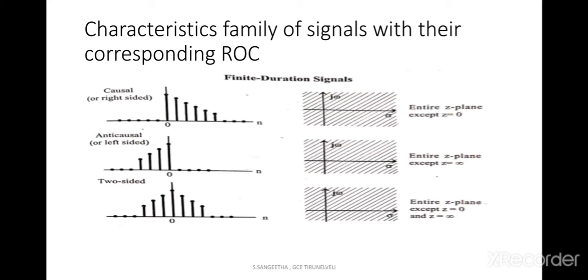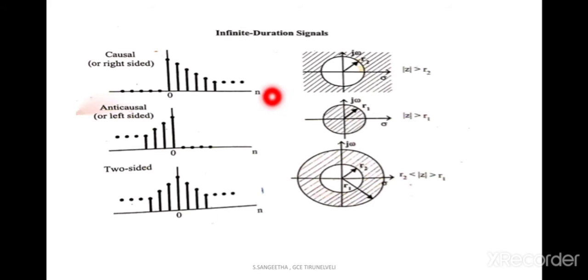So these are for the signals of finite duration. So for infinite duration signals, for causal we are having z greater than r2, and for anti-causal, that is left-sided signal, we are having z less than r1. For two-sided signal the z value will be between r2 and r1.